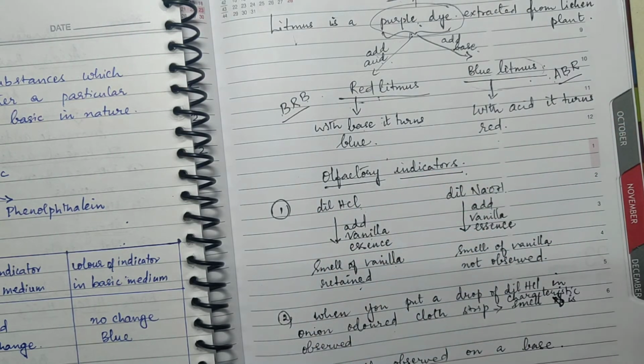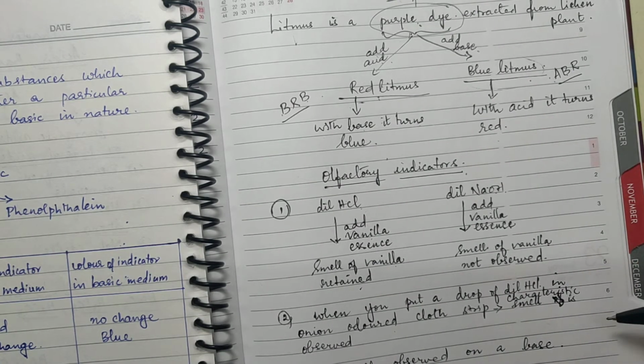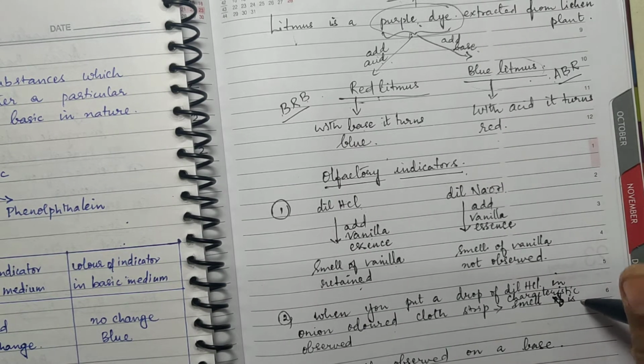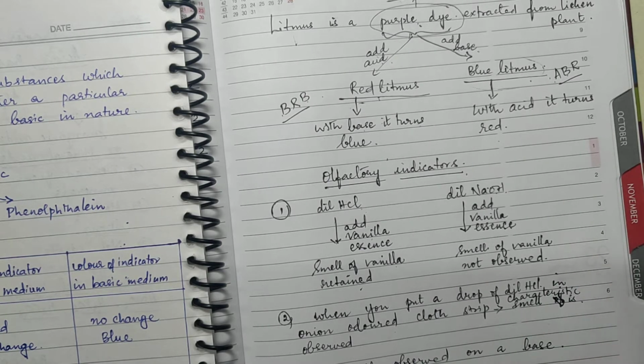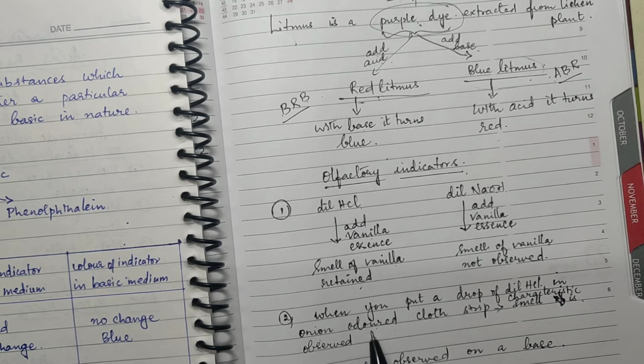In one cloth, you add a few drops of dilute acid and on the other you add a few drops of base. What has been found is that a characteristic smell is observed if you put a few drops of acid on the onion-scented cloth. Odor means smell, okay?